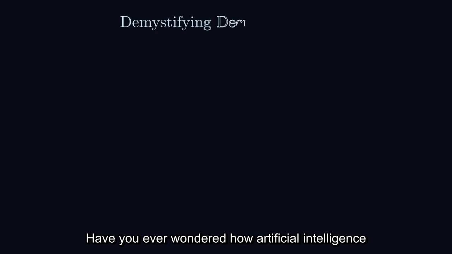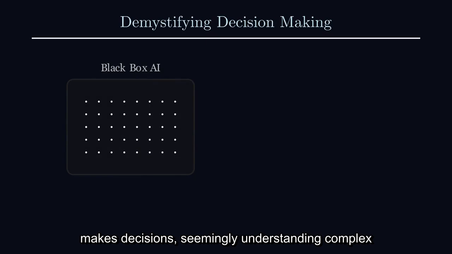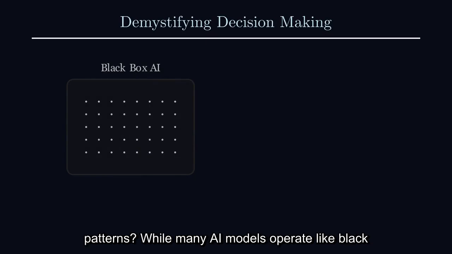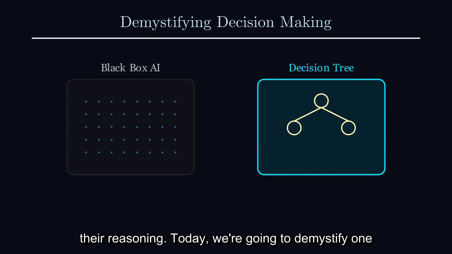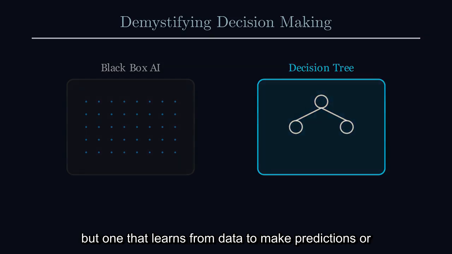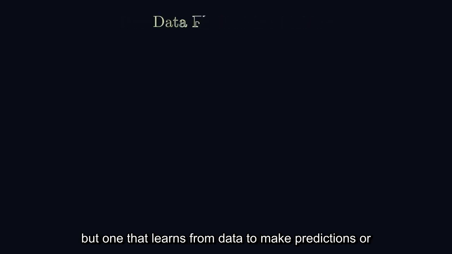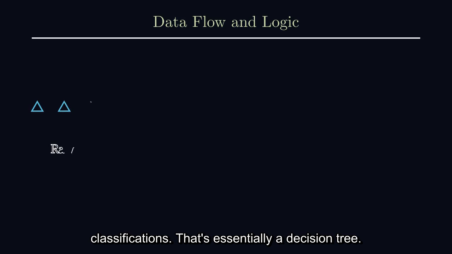Have you ever wondered how artificial intelligence makes decisions, seemingly understanding complex patterns? While many AI models operate like black boxes, some offer a clear, intuitive window into their reasoning. Today, we're going to demystify one such model, the decision tree. Imagine a flowchart, but one that learns from data to make predictions or classifications. That's essentially a decision tree.